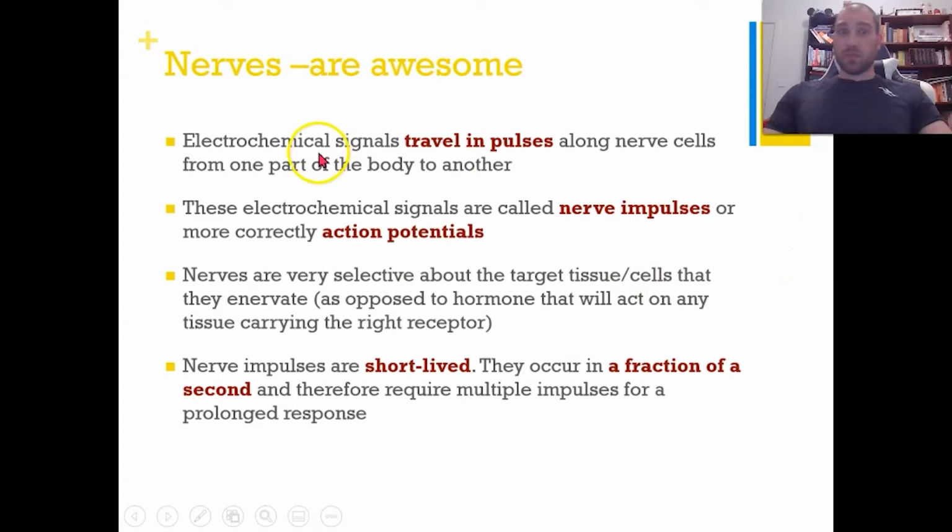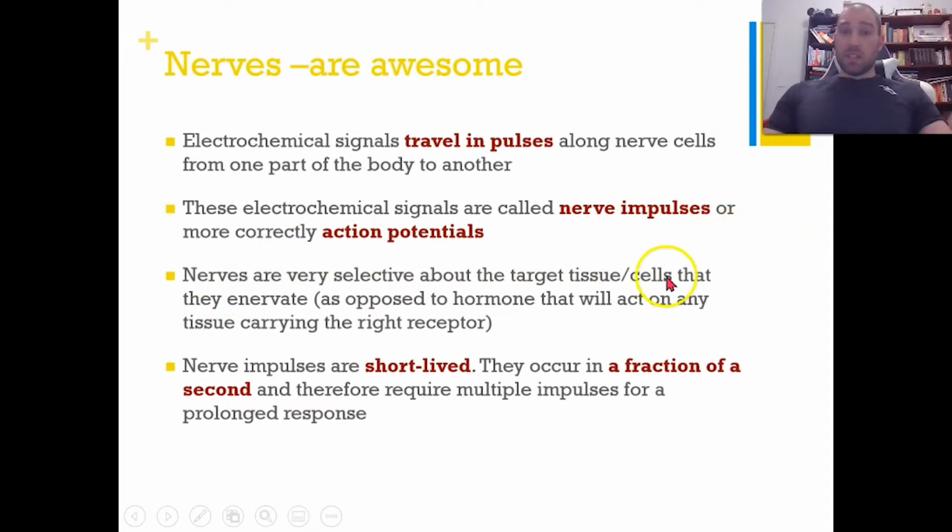So, nerves are important. Electrochemical signals travel in pulses along nerve cells from one part of the body to another, from one nerve cell to the next nerve cell, and so on, until the message reaches its effector. The electrochemical signals are called nerve impulses, but more correctly they're action potentials. There's a change in polarity of charge along the cell.